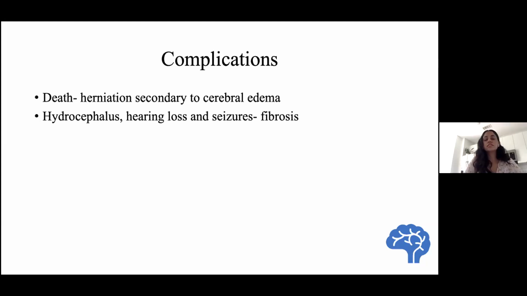Meningitis can be very severe and can result in death, because you have so much increased intracranial pressure that it can cause herniation. You can have compression of the brain stem, which controls your breathing function and your heart rate, and can result in death. And then hydrocephalus is a common complication.